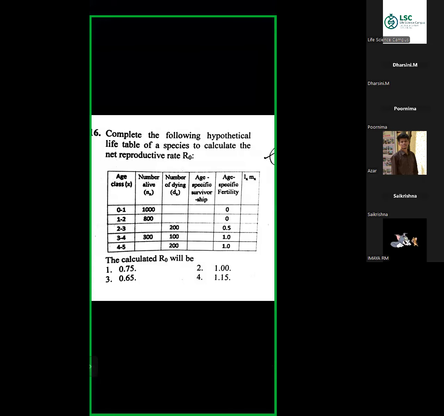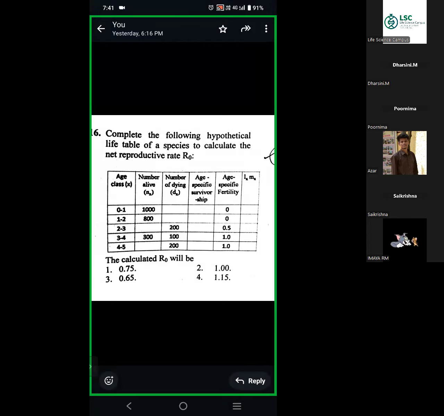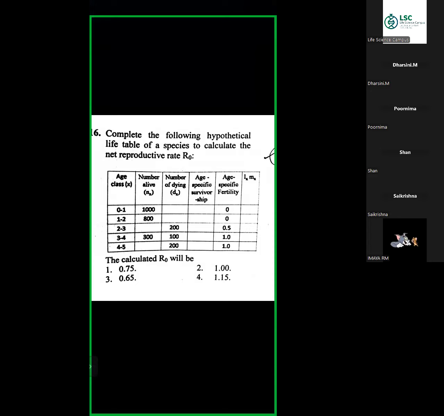I will do this question for clarity. So if you have any doubt, please ask. In this question, we have to find out the R0 value. What is R0? 0.75. Can you repeat? Net reproductive rate. It is the net reproductive rate and it is given by sigma Lx mx.